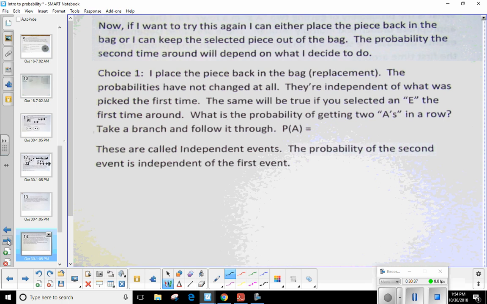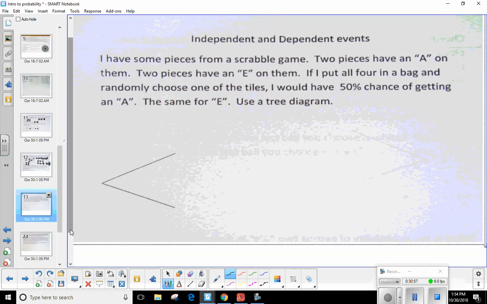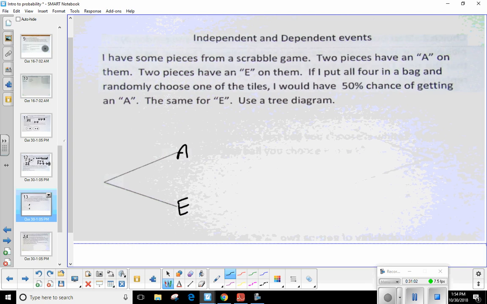All right. Choice one. I'm going to place a piece back in the bag, replacement. The probabilities are not going to change. Okay, so let's create the tree diagram along with this first choice. Then after I choose one, I'm going to put it right back in the bag. All right, so now let's go back to our tree diagram. On the first draw, I have either an A or an E, right? Now, what are the individual probabilities of that happening? To pull out an A would be 1 out of 2. To pull out an E would be 1 out of 2, because 2 out of 4.